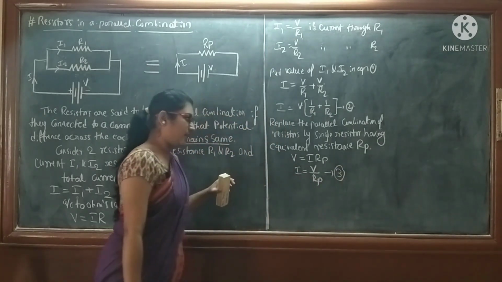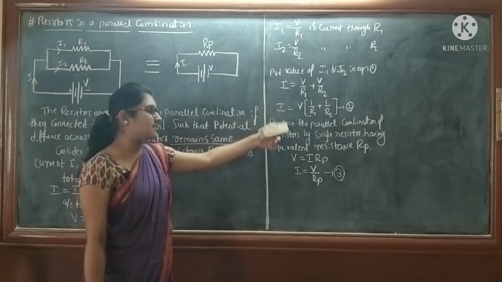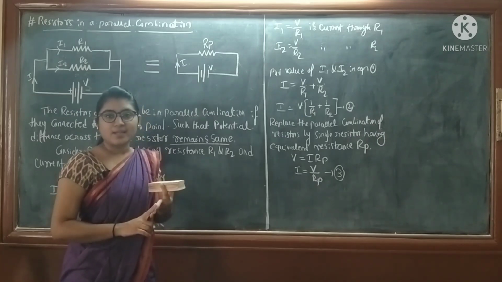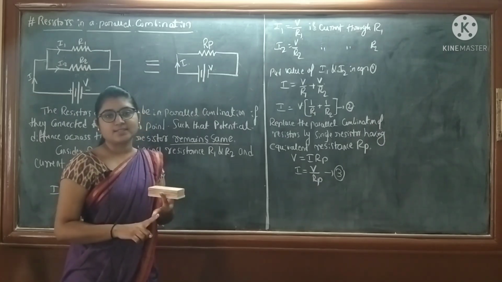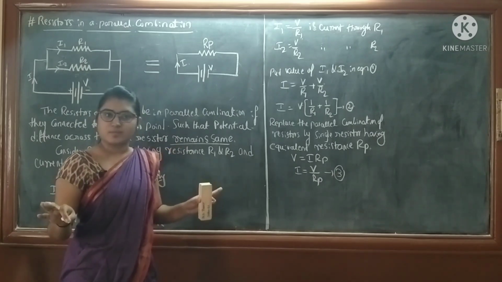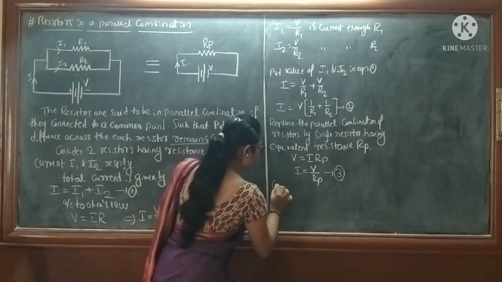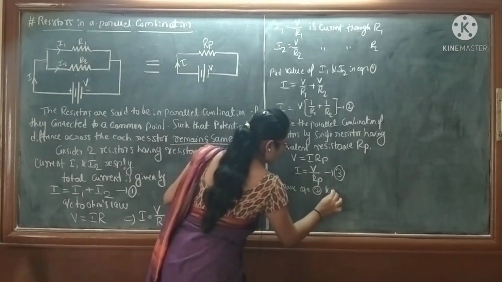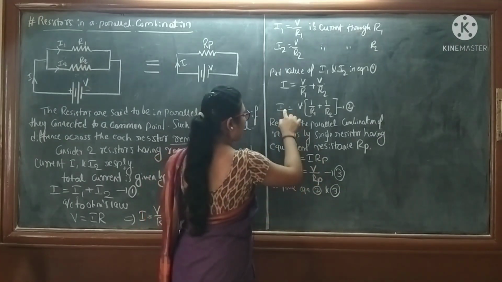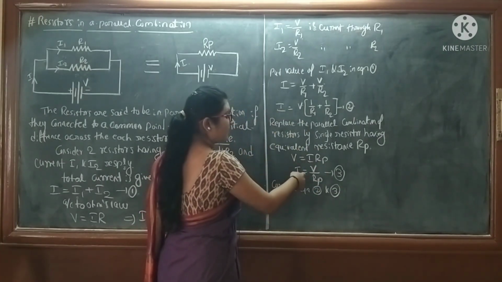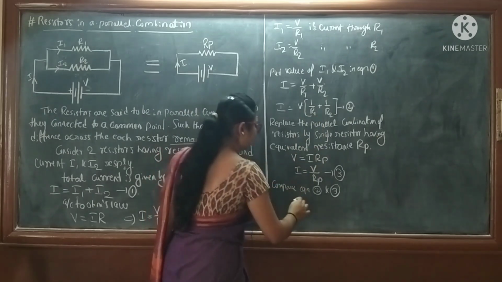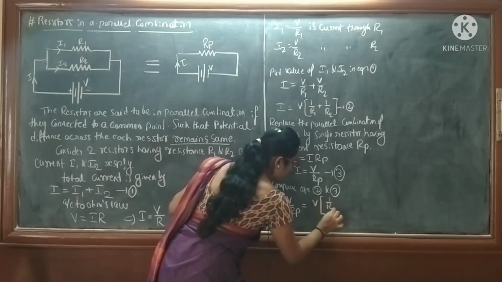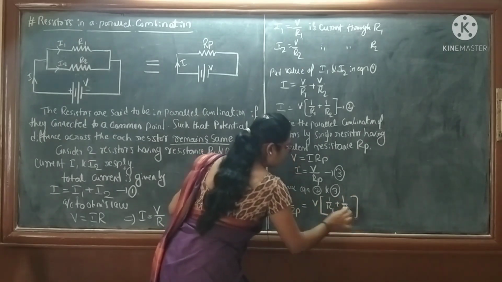Equation number 3. And now what do we do next? Compare 2 and 3. Same procedure for everyone: cells in a series, cells in a parallel, then resistors in a series, resistors in a parallel. Similar procedure. So compare equation 2 and 3. So what do we get for I? The LHS is the same, that's why the RHS will be the same. So V by RP is equal to V of 1 by R1 plus V of 1 by R2.